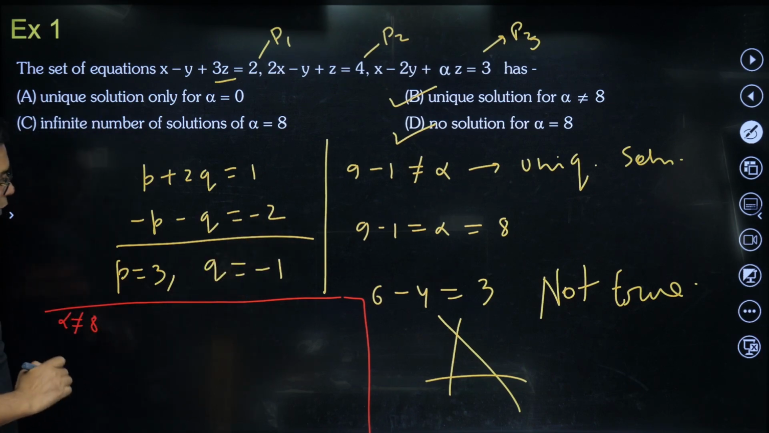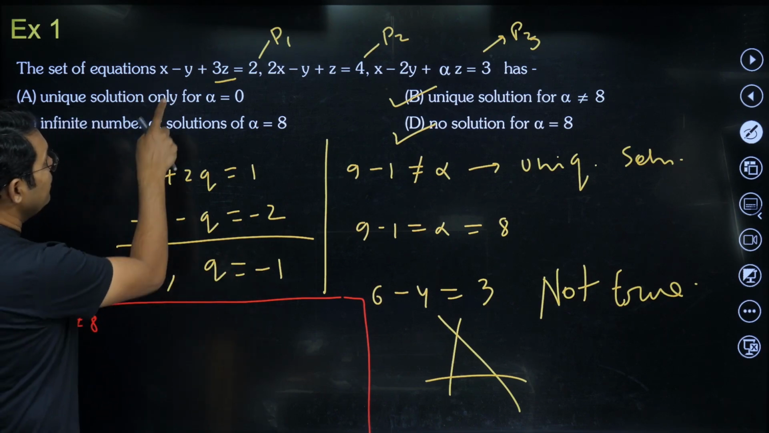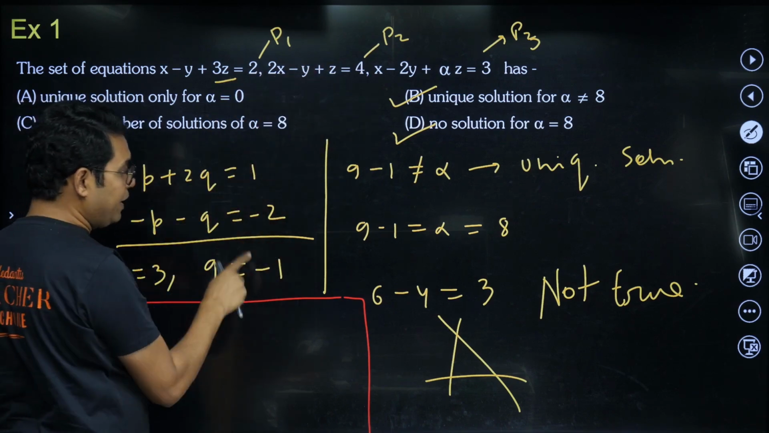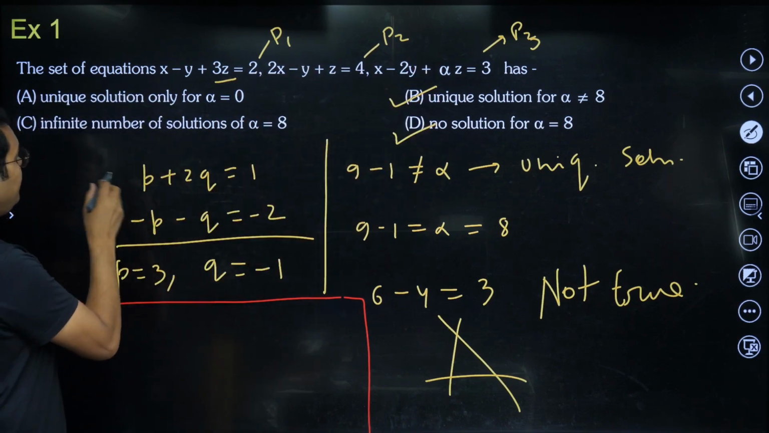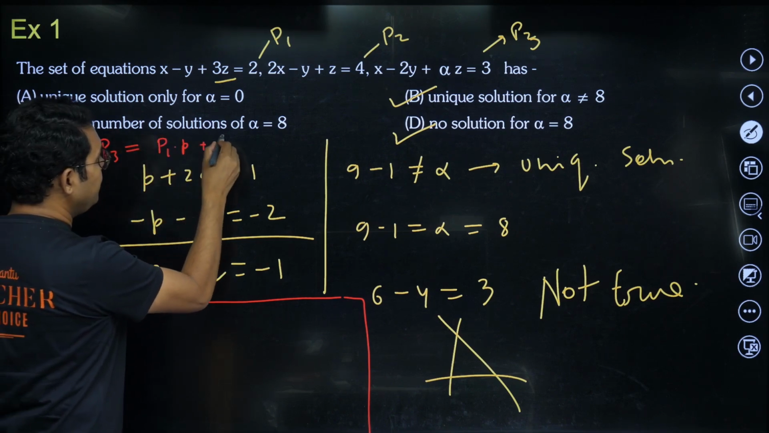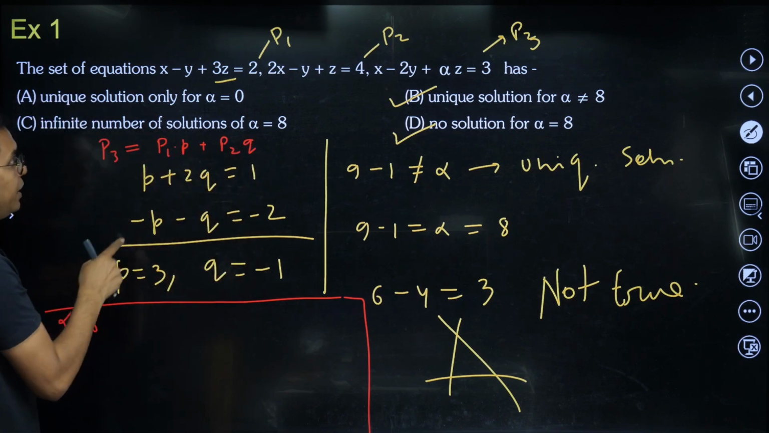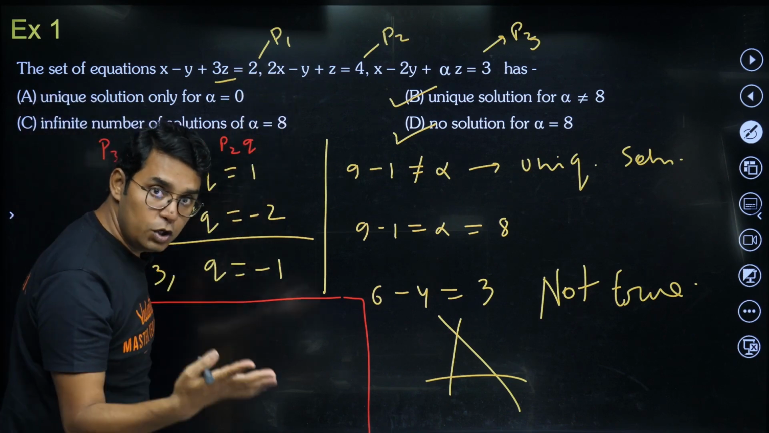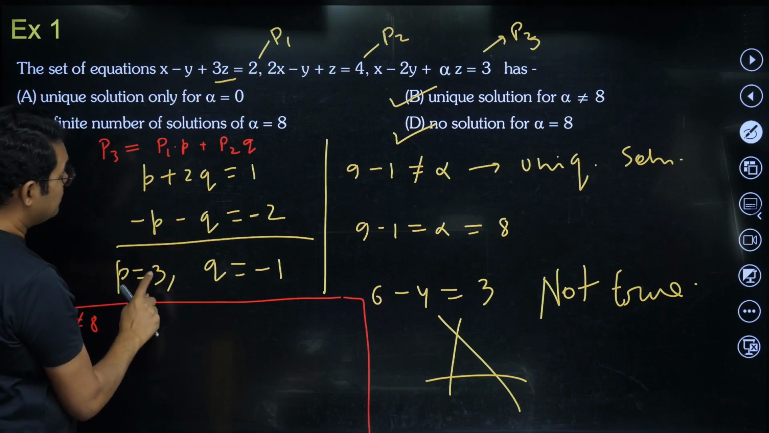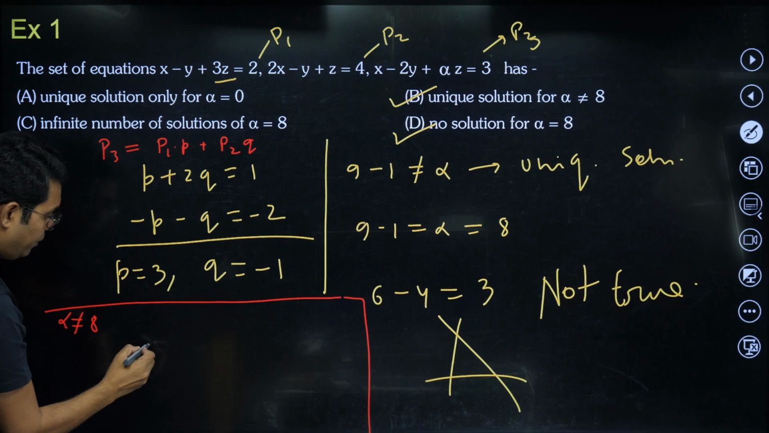Please see. If alpha is not equal to 8, I will use the same P and Q. I will multiply P1 by P, P2 by Q, and subtract P3. As we started with P3 equal to P1 into P plus P2 into Q, if you multiply P with P1, Q with P2 and subtract P3, your coefficients of X and Y will become 0. Only the coefficient of Z will remain, and that will be 3 multiplied with 3, so 9, and 9 minus 1, 8, and minus alpha. So it will be 8 minus alpha.